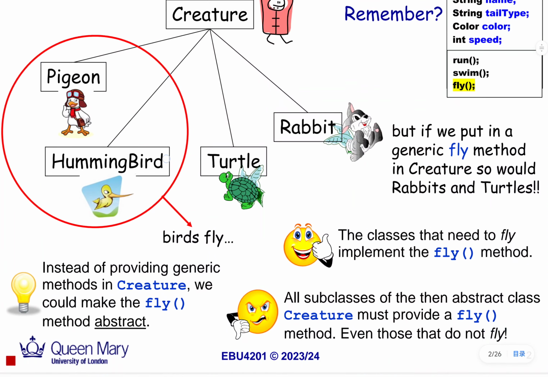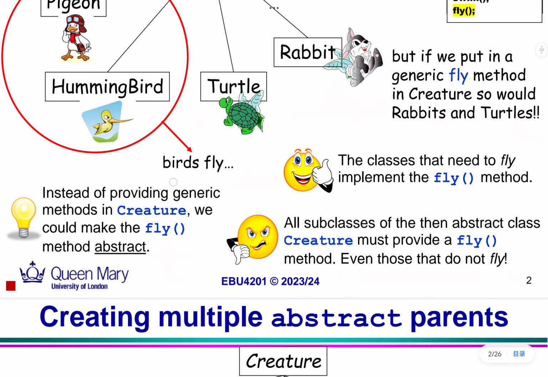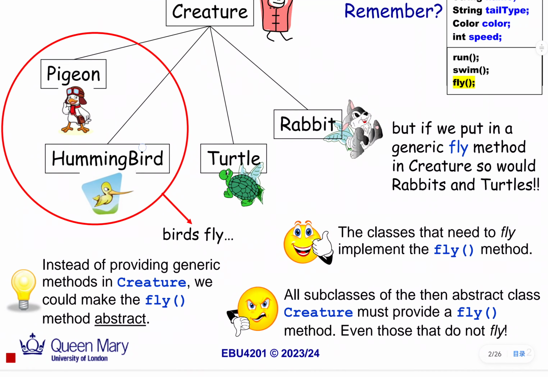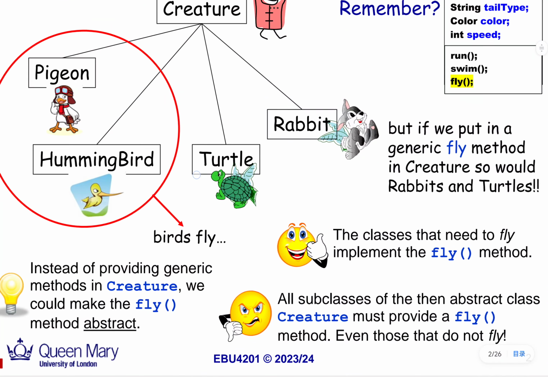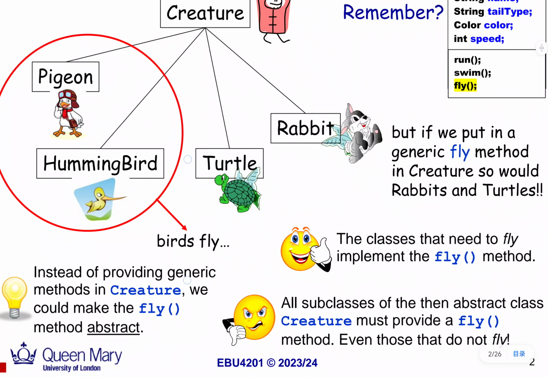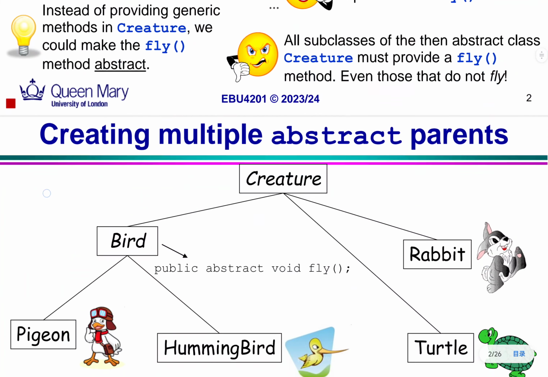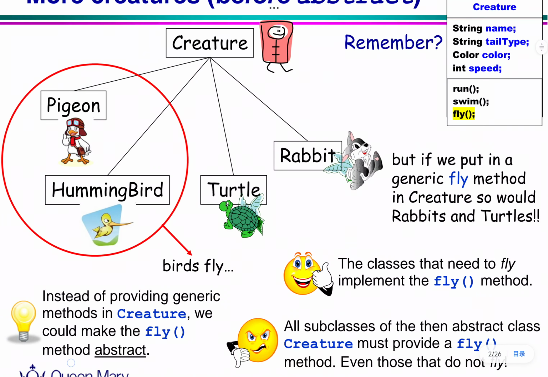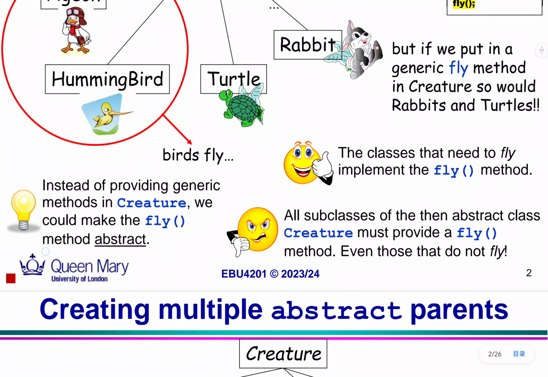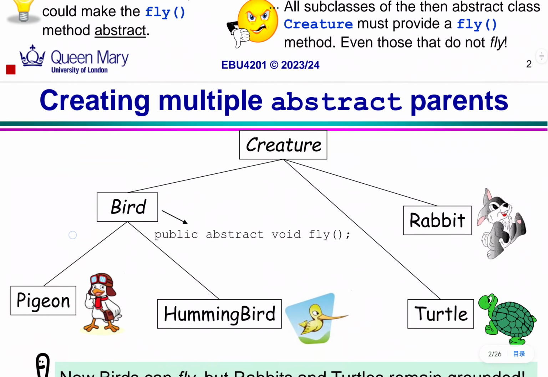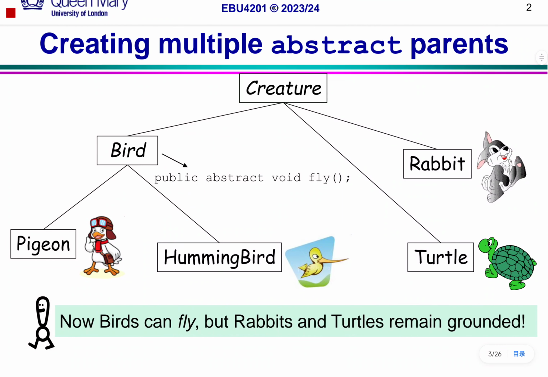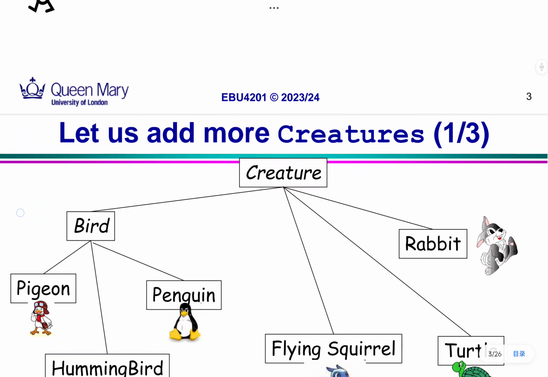The class that needs to fly implements the fly method, or the subclass of the abstract class creature must provide a fly method, even though they do not fly. Okay, this is just something that someone needs to fly, but someone does not. Now birds can fly, but rabbits remain still. This is just multiple abstract classes.